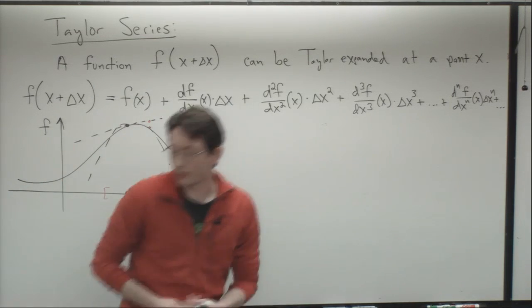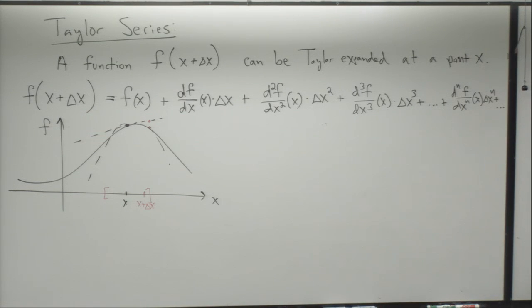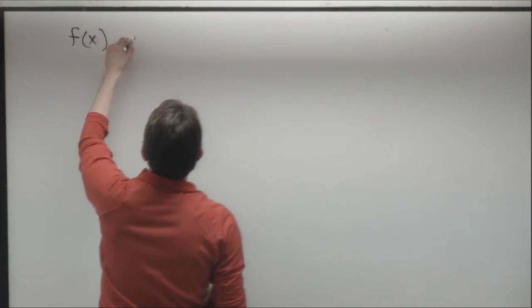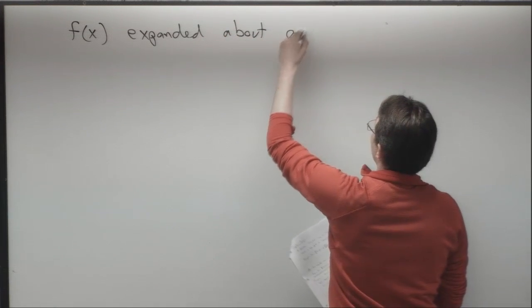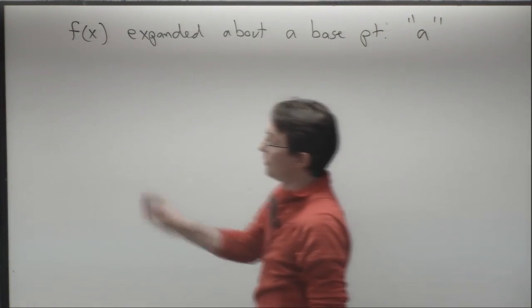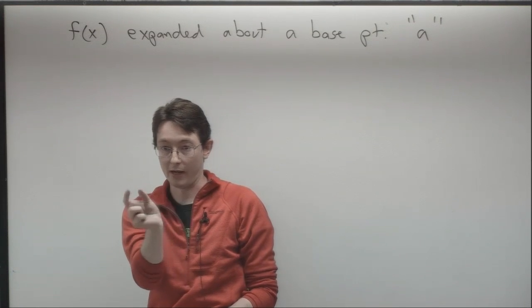Okay, so I'm going to write this another way because I really want us to be able to use the Taylor series very naturally. We'll do another quick representation, and then we'll do a MATLAB example. Let's say we have a function f of x expanded about a base point called A. On the board on the left, our base point is x, and we assume that delta x is a small distance from x.